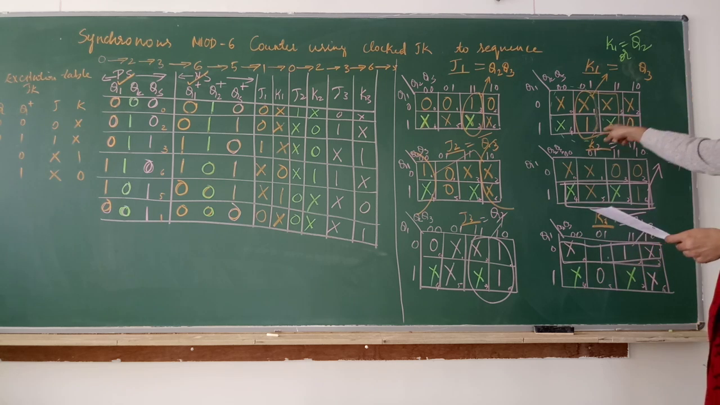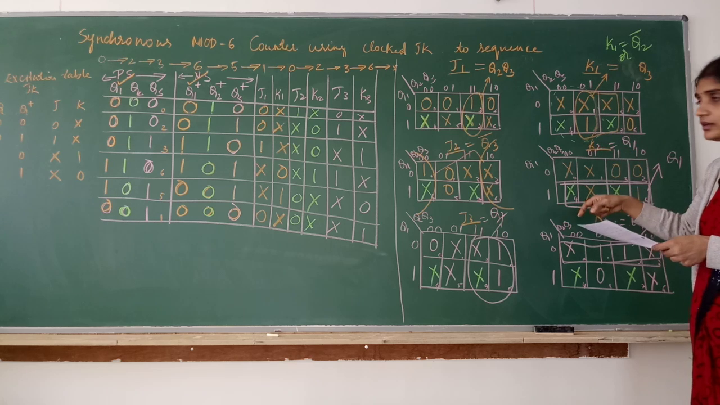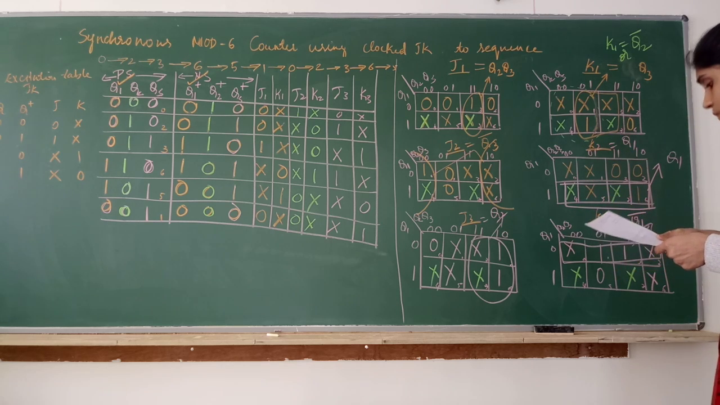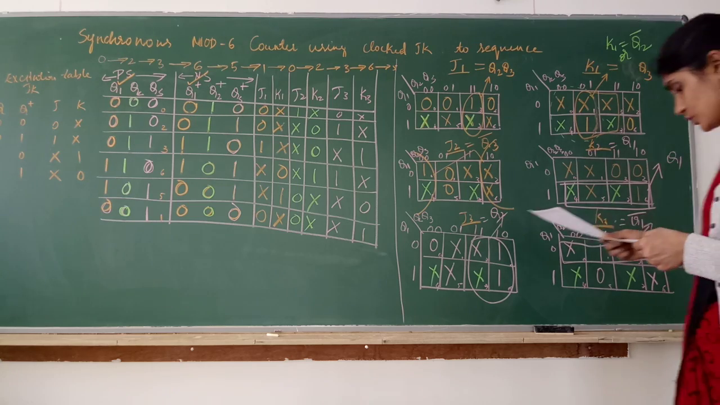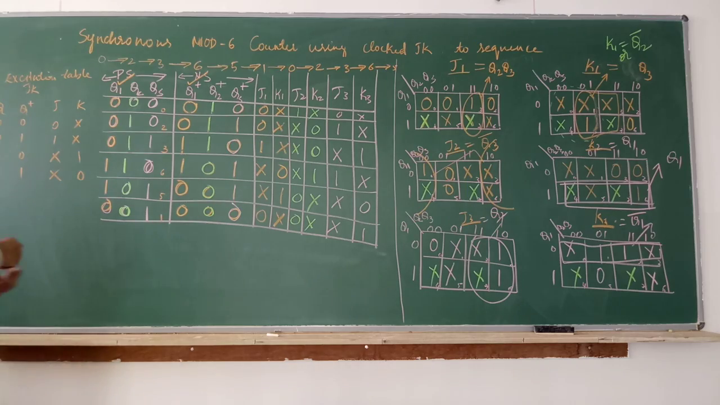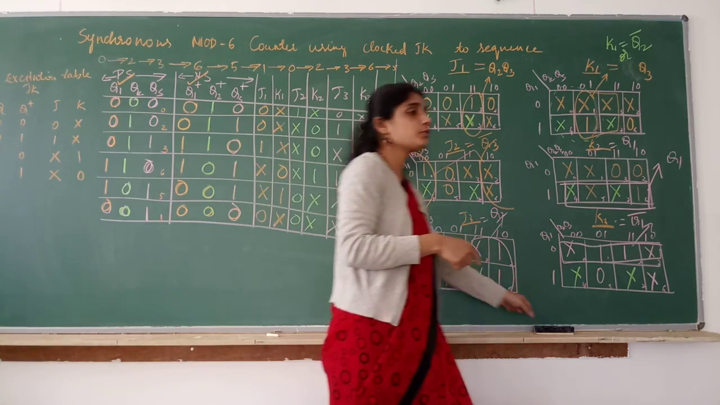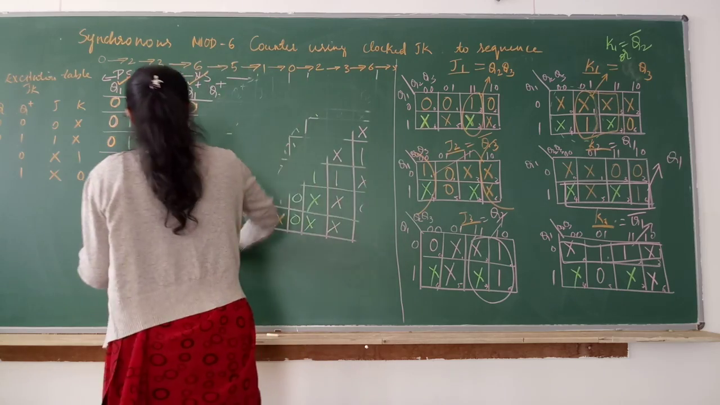Because you have followed the K-map rules, I can combine this one with this side or this side. Okay? Fine. Next, J2 is Q3 bar, then K2 is Q1, J3 is Q2 and K3 is Q1 bar. Fine. So now that we have derived the equations for the inputs of the flip-flops, what is next? Write the circuit diagram.